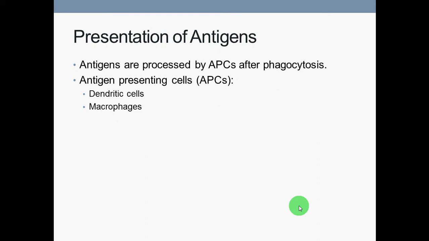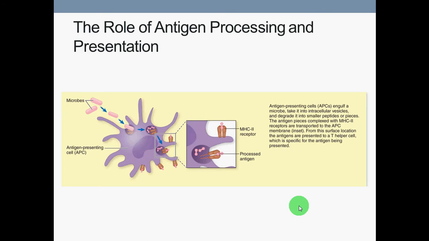So let's get back to how antigens are presented. Now that we know what antigens are, and what types of molecules could be antigens, let's talk about how they're presented to our immune cells. After phagocytosis, the antigen-presenting cells, like dendritic cells and macrophages, can process the different parts of the microbes and pick out parts of the microbes that would be good as antigens.